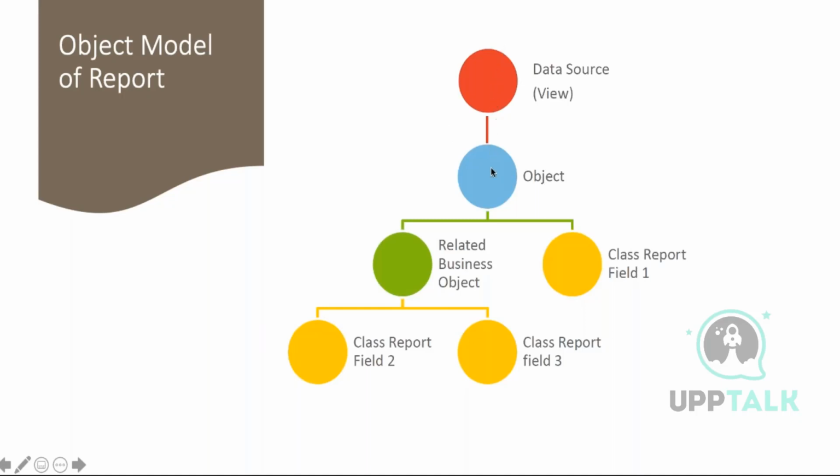Now let me explain what each of these things mean in Workday, and then I'll show you in the tenant how exactly to understand the related business object and the relationship between primary business objects.